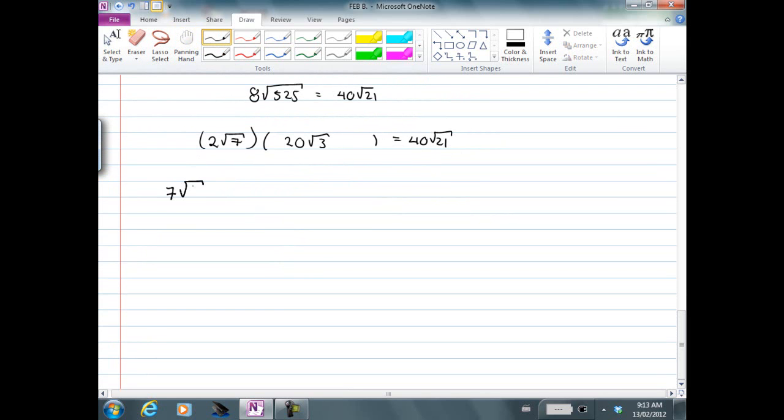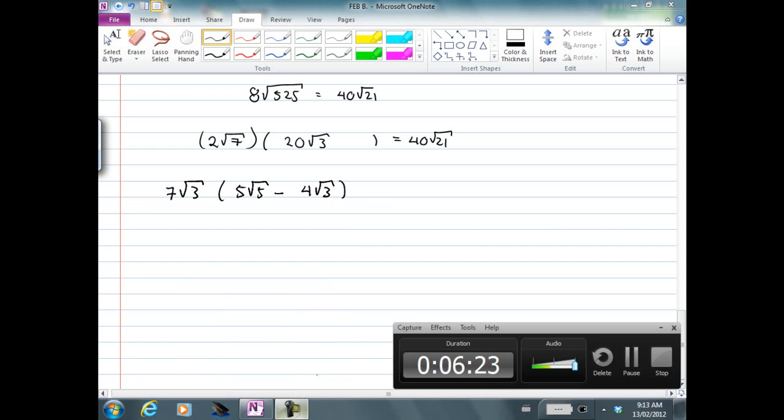7 root 3, open bracket, 5 root 5 minus 4 root 3. I want you to expand and simplify. I'm going to pause it.